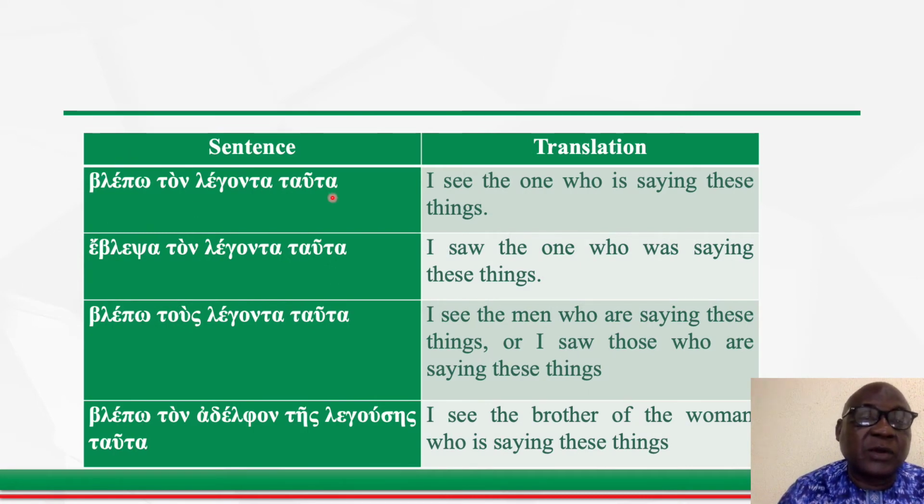Now you can go through these words, but let me take you through number one. Blepo ton legonta tauta. Blepo, I see. Ton, the one who is saying these things. Legonta, the one saying tauta, these things.